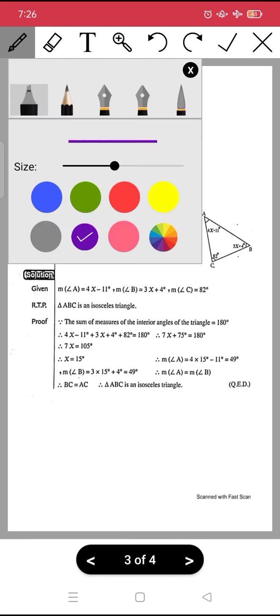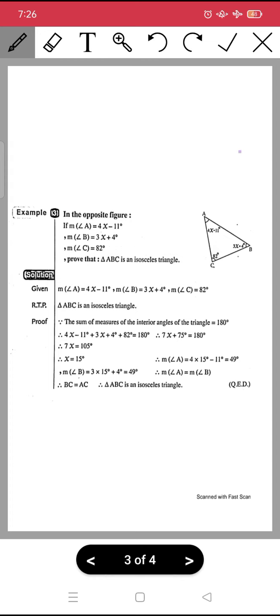Another example. In the opposite figure, measure angle A equals 4x minus 11, measure angle B equals 3x plus 4, measure angle C equals 82. Prove that triangle ABC is an isosceles triangle. We will find first the value of x, and by this way we will find the measure of angle B and measure angle A.